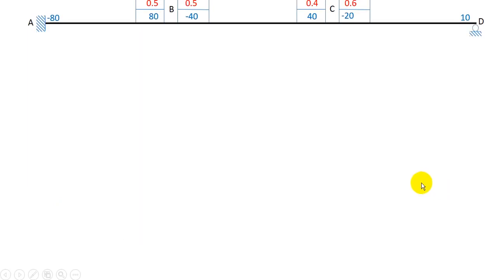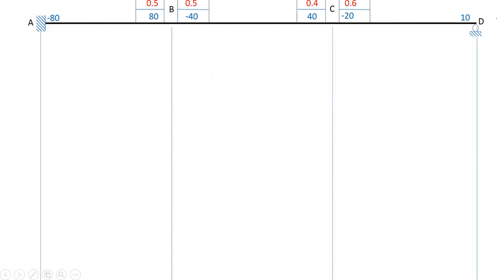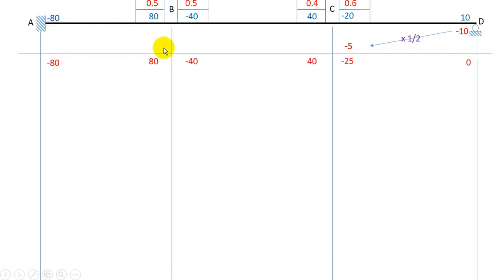So let us start with our iterations. This is my beam, and our first step is to balance this joint. So I put minus 10, I carry over it, and now I'll again sum up all the moments. So this is minus 80, this is 80, minus 40, 40, this is minus 20 and minus 5, so it becomes minus 25, and this is 10 minus 10, it becomes 0. So this has become 0 here. Now as we have balanced this joint, we are not going to touch it or disturb it anymore, and we'll proceed with our iterations.